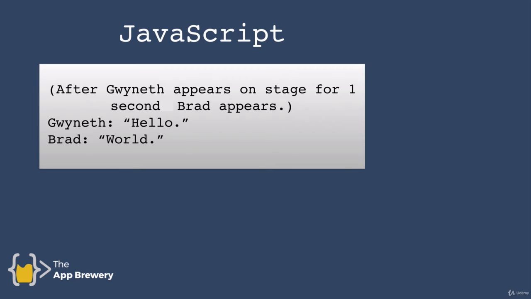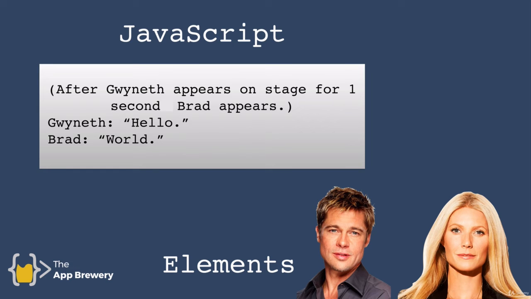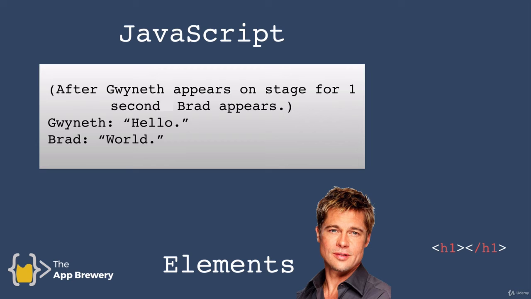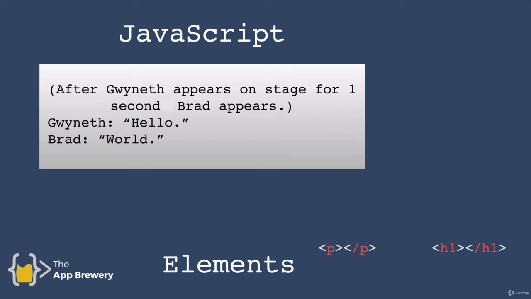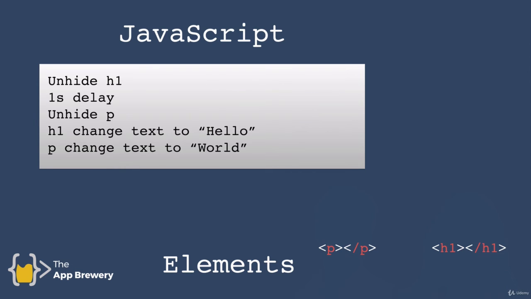Now, in our world of web development, the script is JavaScript, and the actors are, for example, the HTML elements. Gwyneth would be, say, an H1 element, and Brad could be a paragraph element. So clearly the web developer's version of a play is much less sexy, but nonetheless, it can still do exactly the same things. In this case, our script looks more like this. First, unhide the H1, then after a 1 second delay, unhide the paragraph tag. Then the H1 should change its text to the word hello, and the paragraph tag should change its text to the word world. So let's give that a go.